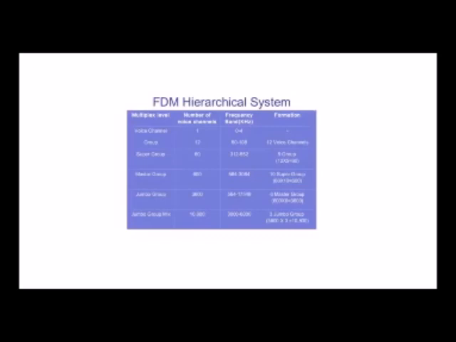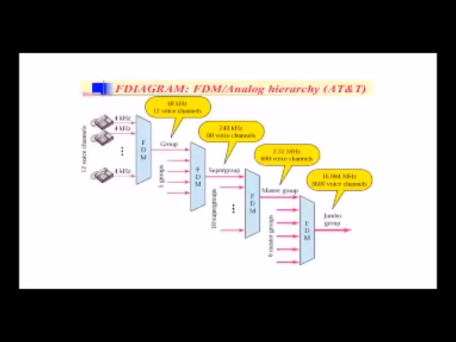frequency and formation. So for you to easily understand this, we have the FDM analog hierarchy. This is the figure. So you have 12 voice channels here for the basic group, and then the supergroup. So you have a total of 60 voice channels, and so on.